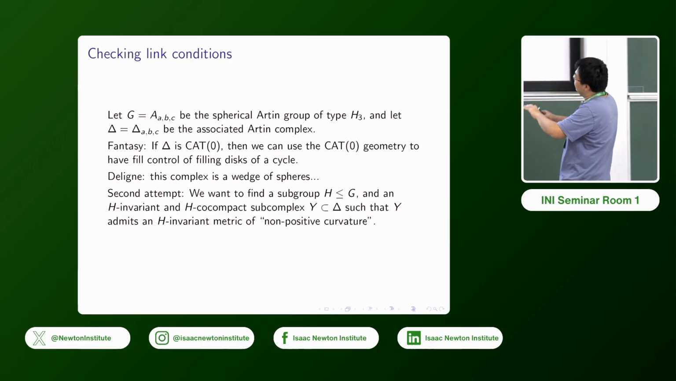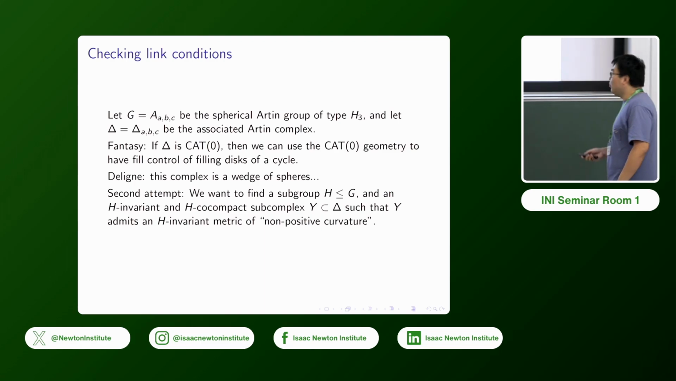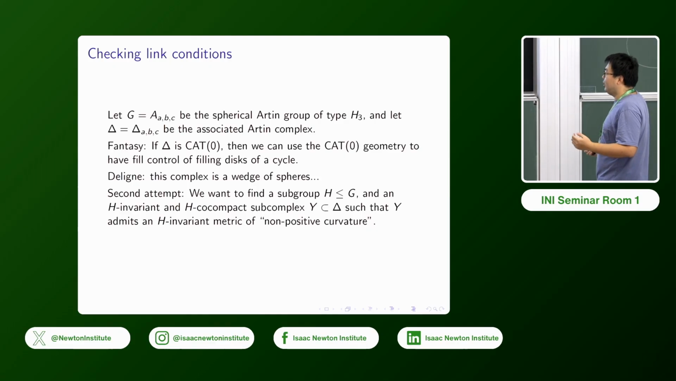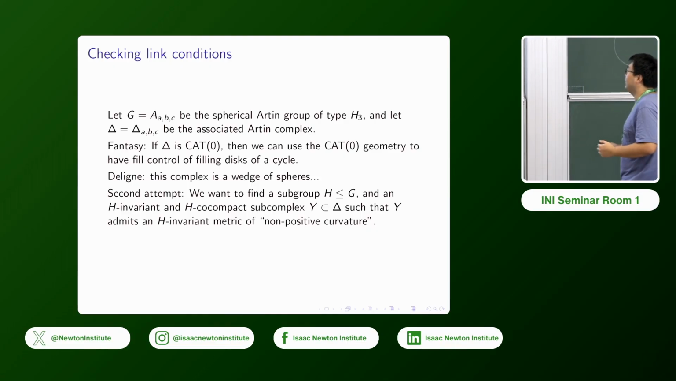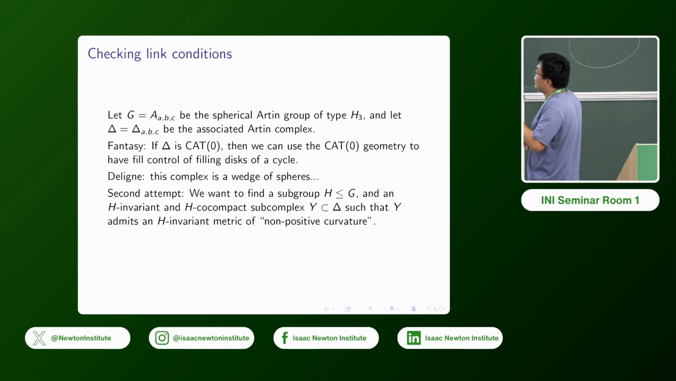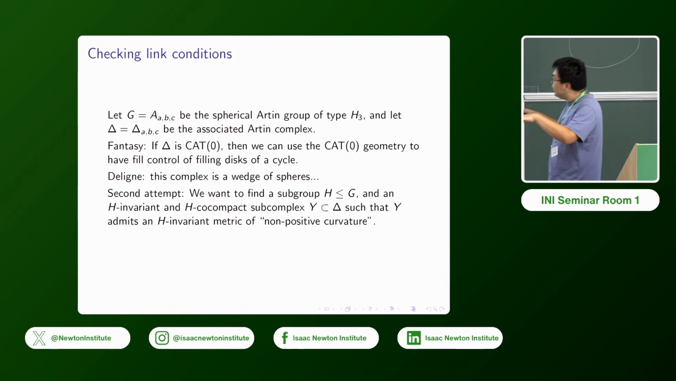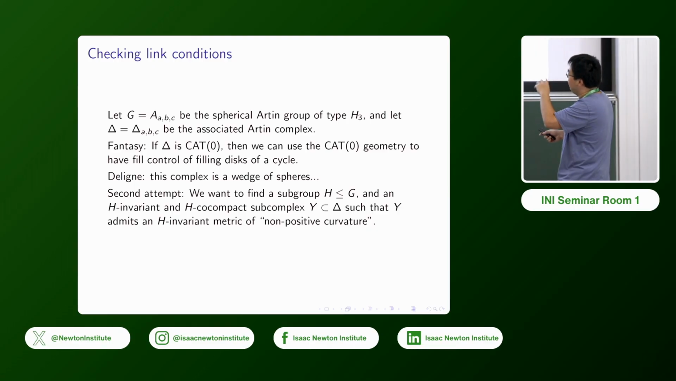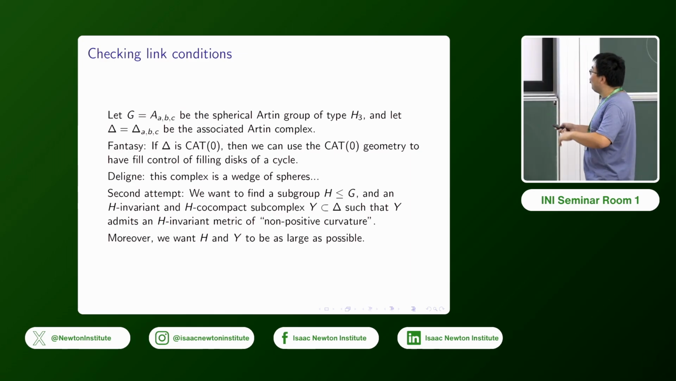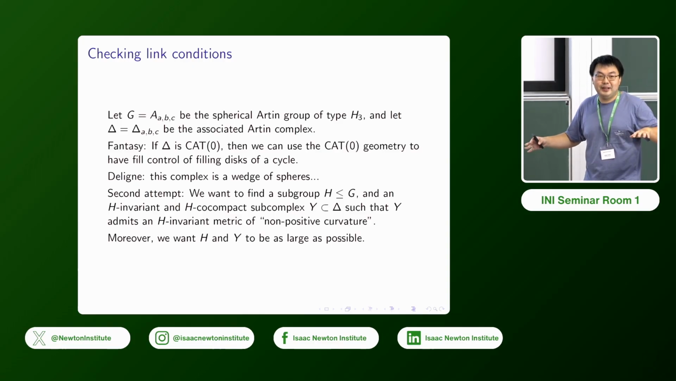So this is not Cat0, but I can try to find the maximal Cat0 pieces inside this complex. More precisely, I want to find a subgroup H of your group G, and an H-invariant subcomplex of your spherical complex delta, such that I can metrize this subcomplex with an H-invariant metric of non-positive curvature. That's something weaker I want to do. And you see why this is helpful: I want H and Y to be as large as possible. If this Y is large enough to contain the cycle I want to understand, then I'm in a good situation. So that is the plan.